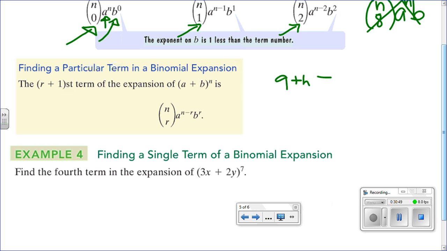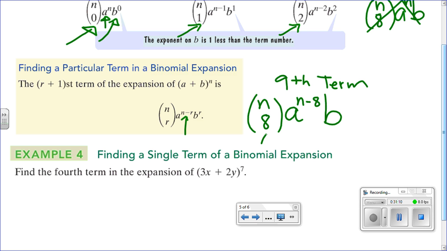So the 9th term will be n, and then we already agreed it was one less, right? Choose 8. Then we take a, and we're going to use this little formula here. It's n minus r, so n minus 8. And then the b term will be to that number. So here, instead of r, we're using the number 8. So we have r here, here, and here. And so with that, we can find any term of the expansion without having to find all of them.